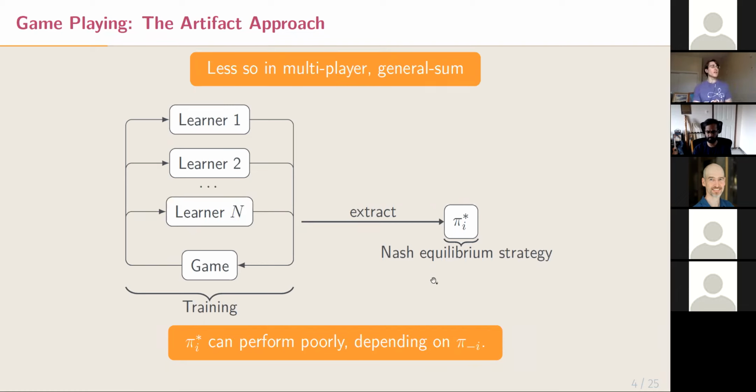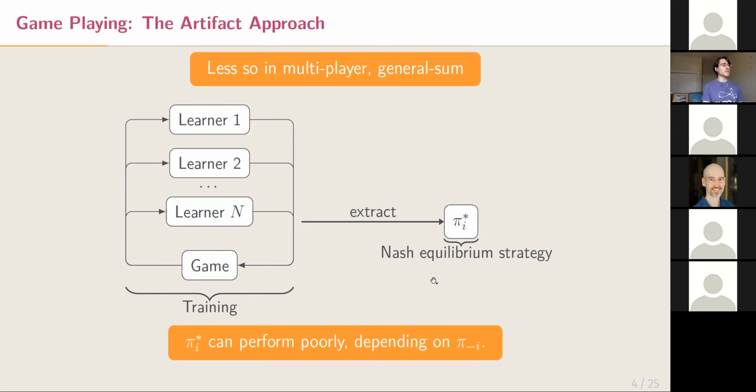This is not so effective in multiplayer general sum games, though, because even if we extract a Nash equilibrium strategy, and that can be difficult, that strategy can perform arbitrarily poorly, depending on what the other players do, even if those other players are themselves playing a Nash equilibrium, because there's an equilibrium selection problem going on here where different equilibria aren't compatible. So this poses a problem for the artifact approach.